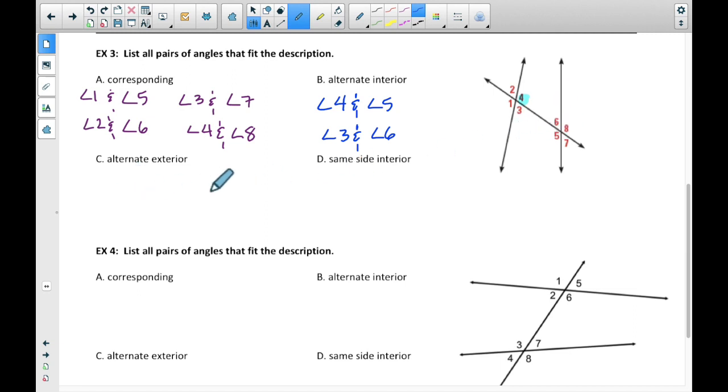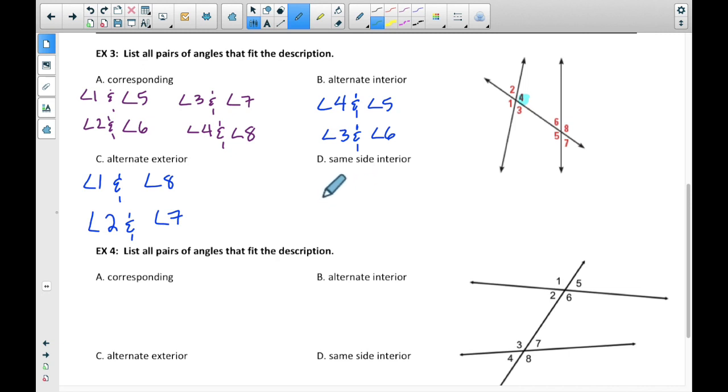All right, alternate exterior. Those are the outside ones, the very far outside corners. So that's like angle 1, what's it going to match with? And angle 2, what is it going to match with? So angle 1 goes with angle 8. That's the alternate exterior. We go to the other side and the far side. And then angle 2, it goes with angle 7.